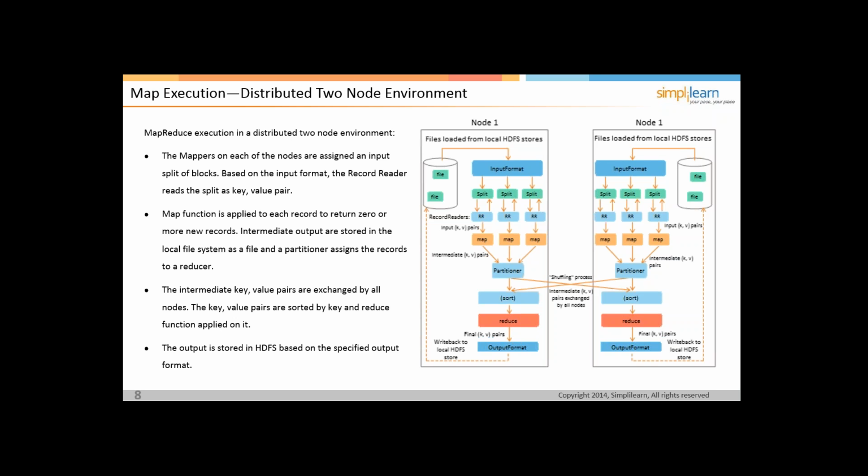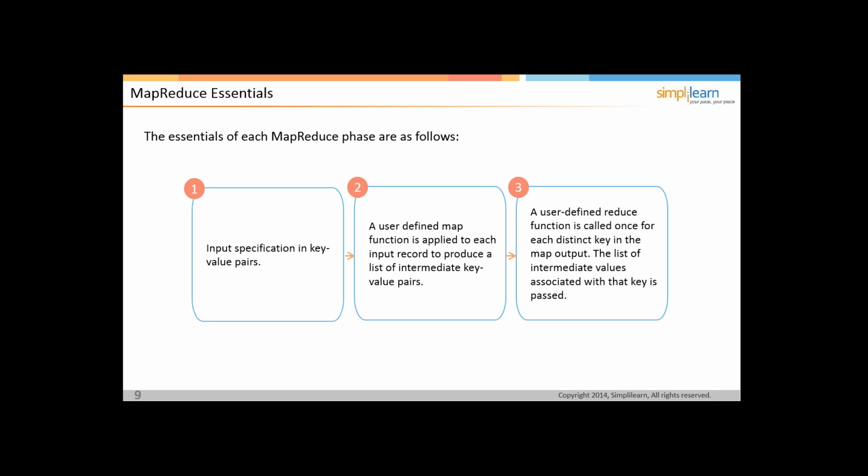That mainly described the mapping phase. Next, we can define the essential cases for the MapReduce phases. First of all, the input specification is given in key value pairs, and a user-defined map function is applied to each and every input record to produce a list of intermediate key value pairs. Finally, the user-defined reduce function is called once for each distinct key in the map output, and the list of intermediate values associated with that key is passed to it.